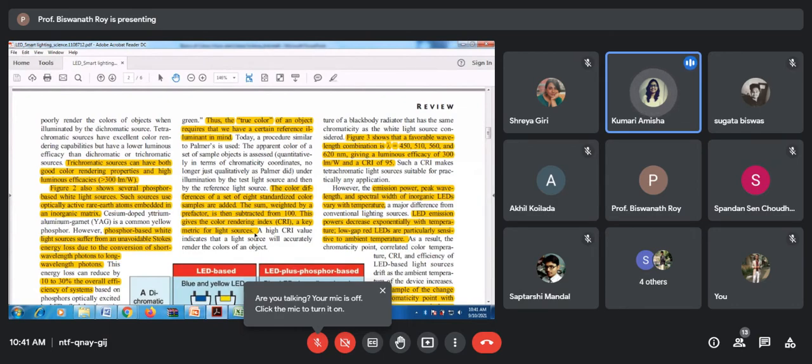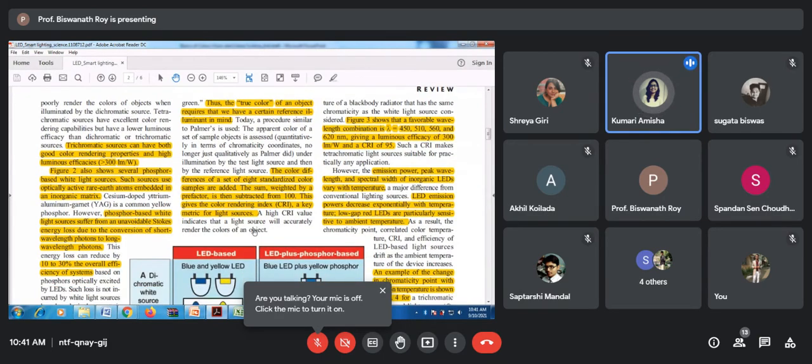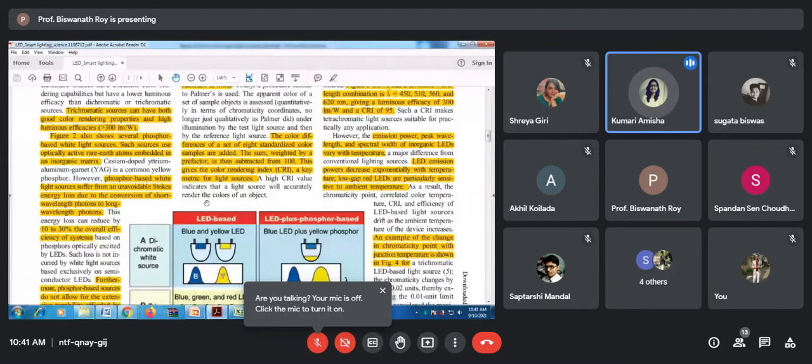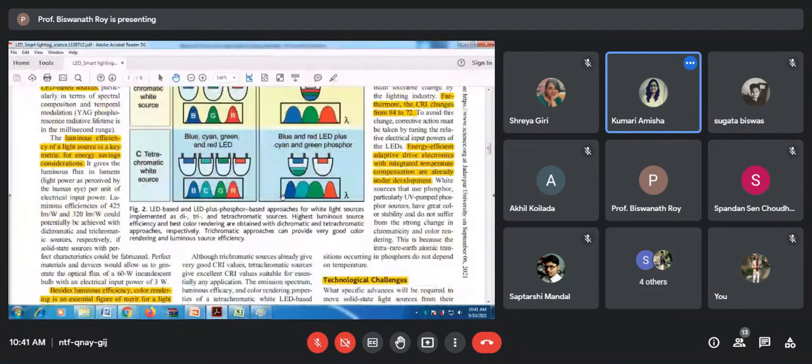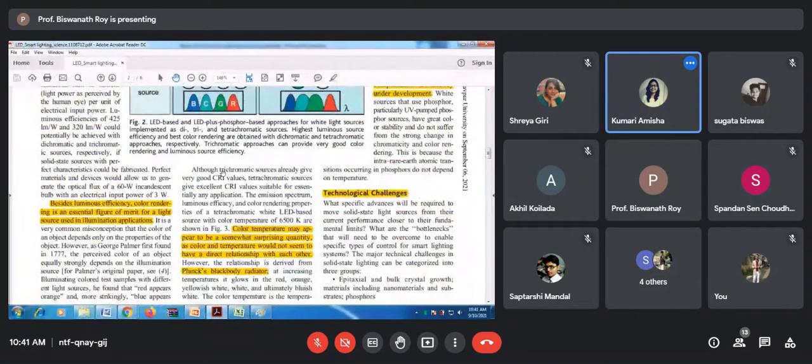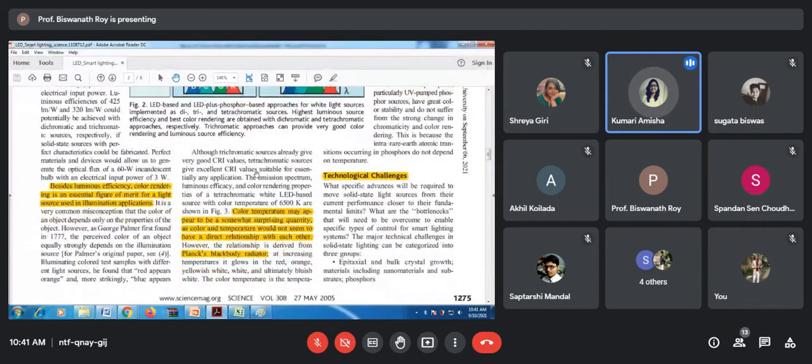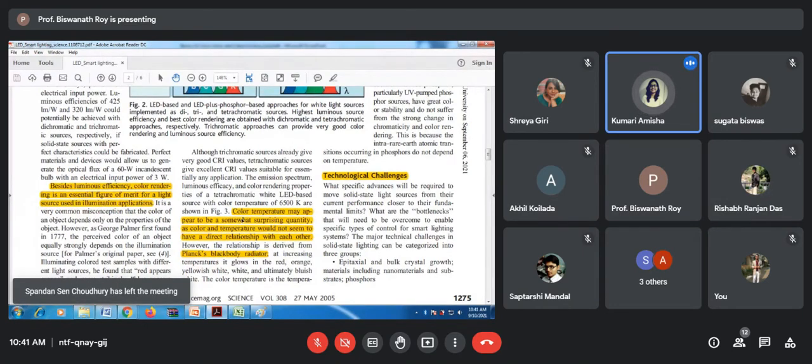The color differences of a set of 8 standardized color samples are added. The sum weighted by a prefactor is then subtracted from 100. This gives the color rendering index CRI, a key metric for light sources. A high CRI value indicates that a light source will accurately render the colors of an object. Although trichromatic sources already give very good CRI values, tetrachromatic sources give excellent CRI values suitable for essentially any application.